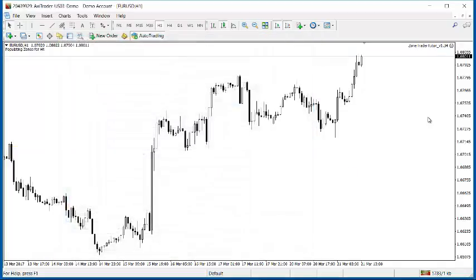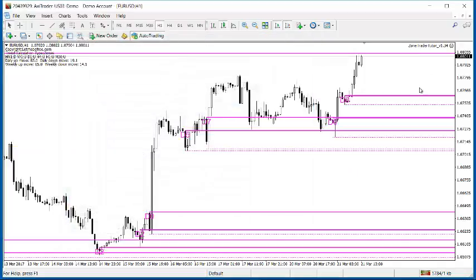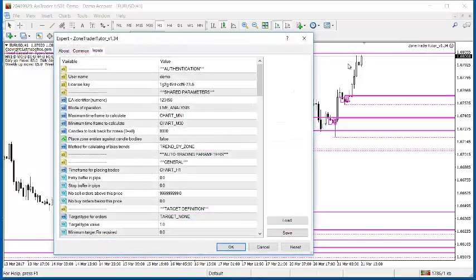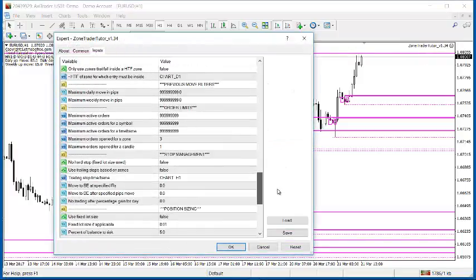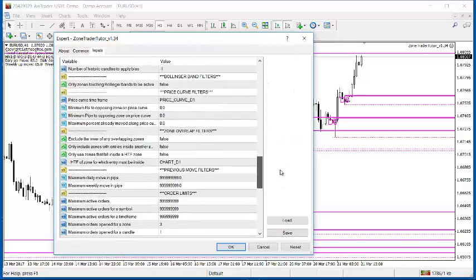OK, to reset it, give it a quick 5 seconds or so, and then scroll down to the bottom. Here we've got various filters to do with the price move, so you may only want to trade when there's a certain amount of pips left in the day, so maximum daily move in pips. So if the daily move is being exceeded, then zones won't be displayed or trades won't occur.